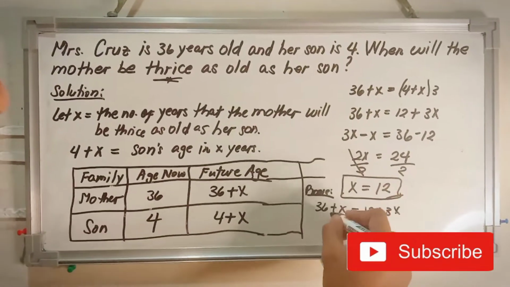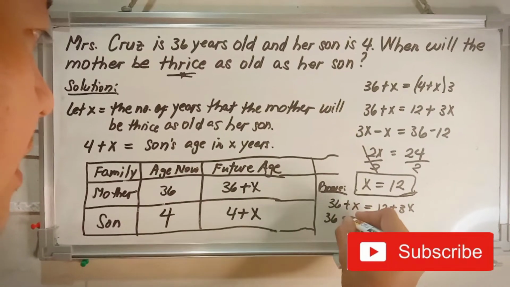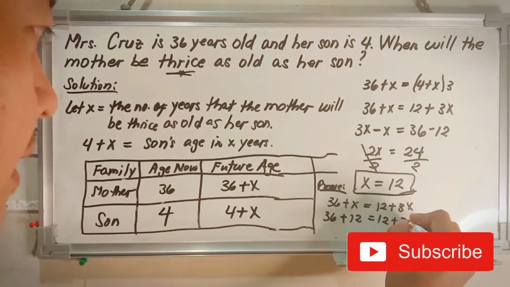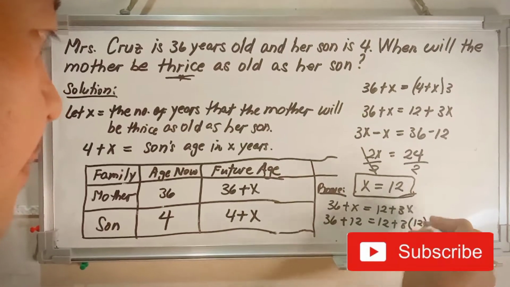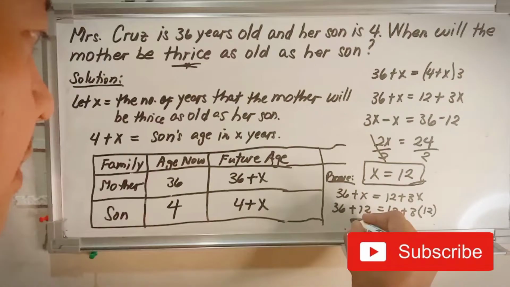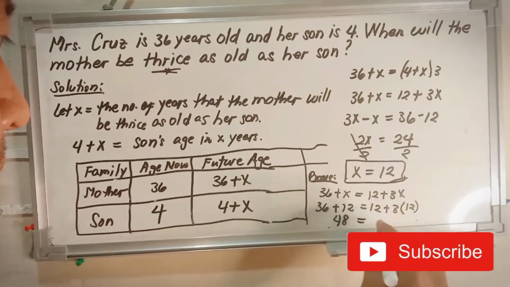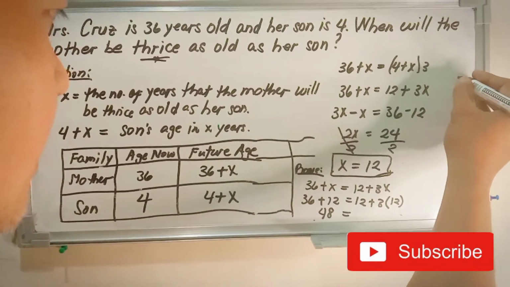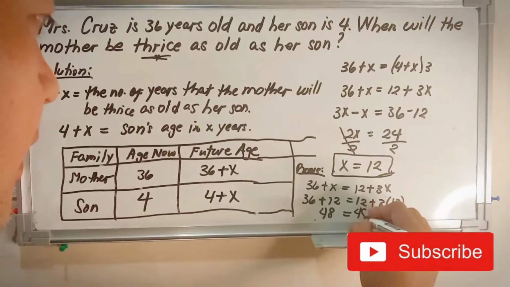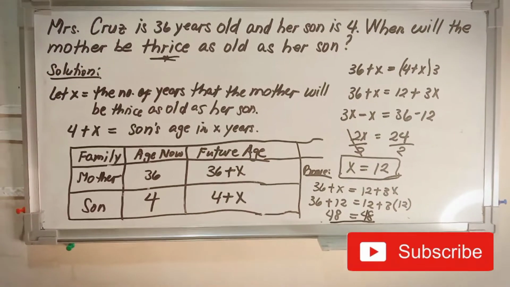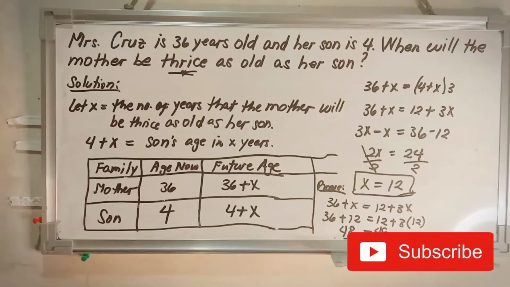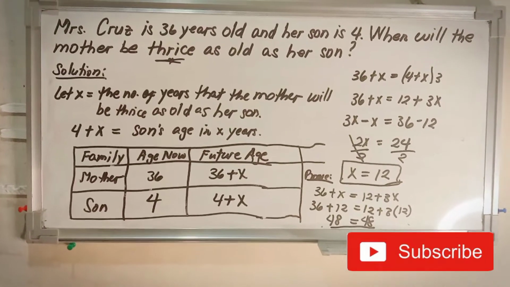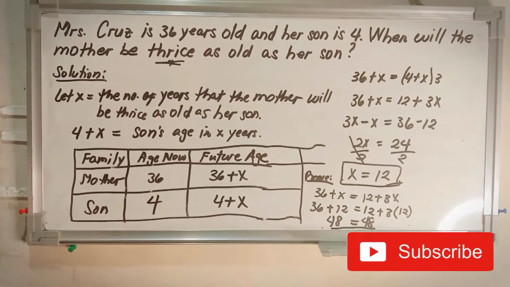So substitute the value of x in this equation. We have 36 plus 12 equal to 12 plus 3 times 12. 36 plus 12 is equal to 48. 12 plus 36 is equal to 48. So they are both equal between the two conditions, meaning to say our answer to the problem is correct, which is 12.